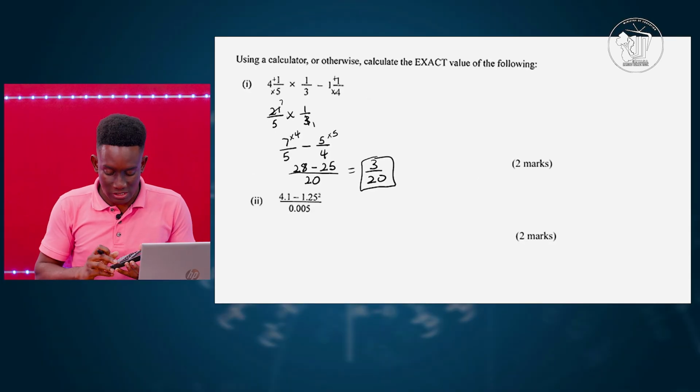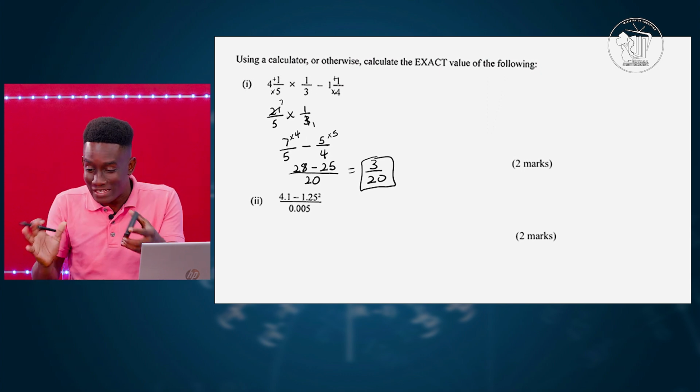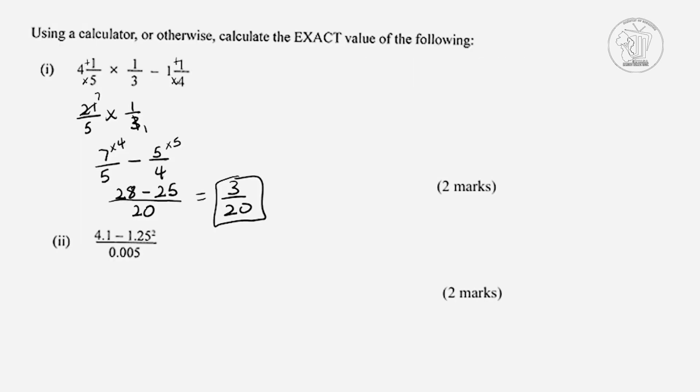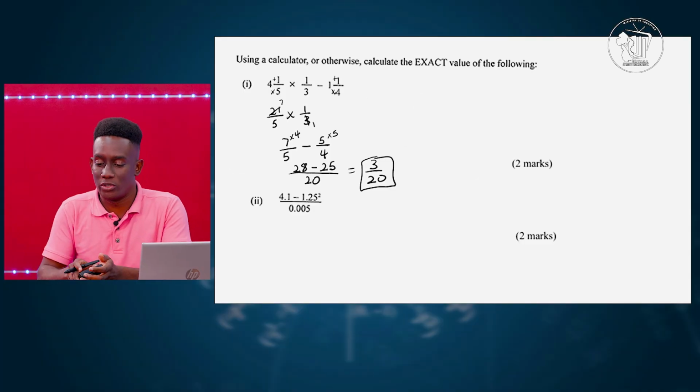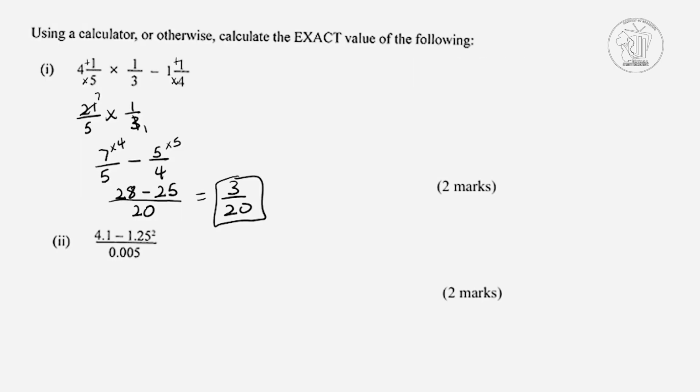So of course, once again, we want to double check on our calculators to make sure that we will collect these 2 marks. So we'll have 4 and 1 over 5 multiplied by 1 over 3, subtract 1 and 1 over 4. Hence that will give us 3 over 20 as the answer. So you want to be very careful when you're putting that into the calculator. So 2 marks belong to us. So let's move on to the next one.